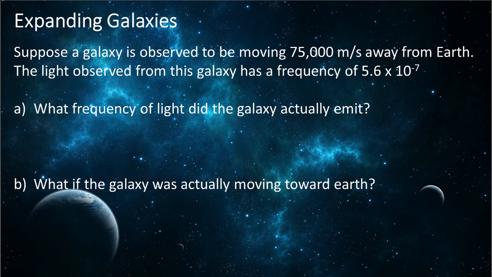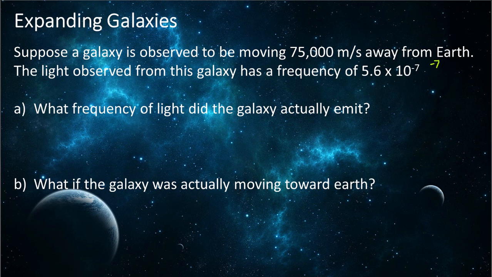So suppose a galaxy is observed to be moving 75,000 meters per second away from Earth. The light observed from this galaxy has a frequency of 5.6 times 10, and I don't know if you can see that, but that's a -7 power right there. What frequency of light did the galaxy actually emit?